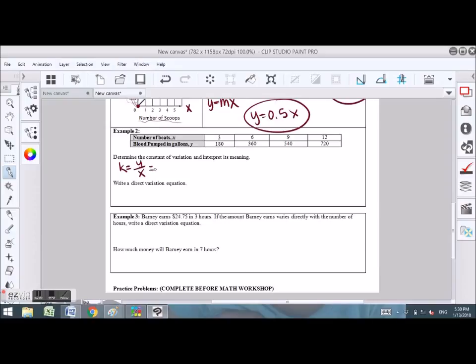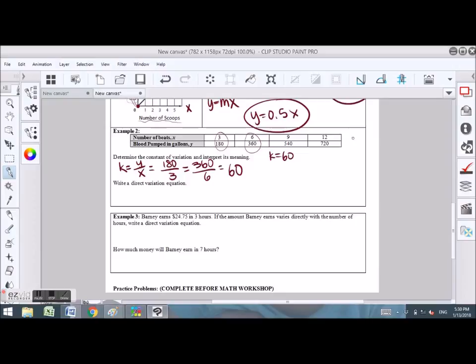So we can pick any point. Let's look at this first one. 180 over 3. And because it's constant, no matter what we pick, it'll all simplify down to the same thing. So 180 divided by 3 is equal to 60. 360 divided by 6 is also equal to 60. So k equals 60.